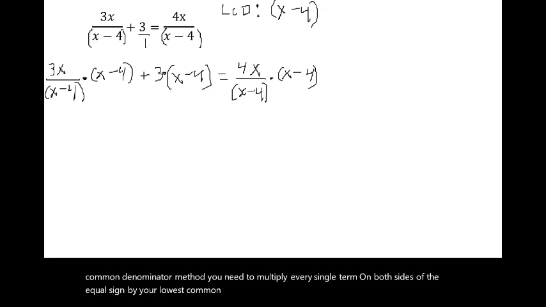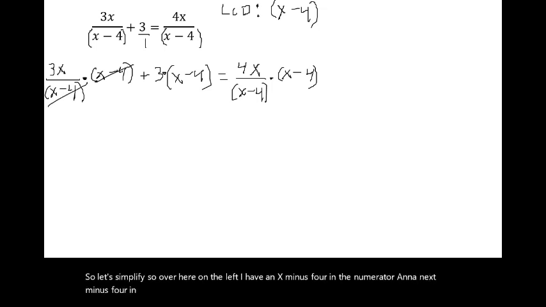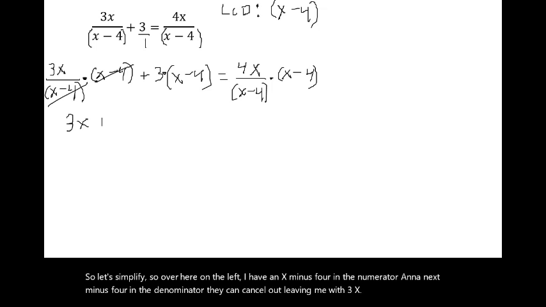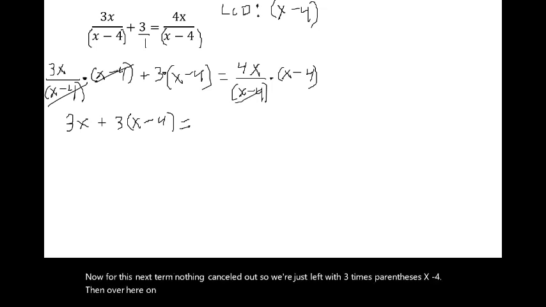So let's simplify. Over here on the left, I have an x minus 4 in the numerator and an x minus 4 in the denominator. They can cancel out, leaving me with 3x. Now for this next term, nothing canceled out, so we're just left with 3 times parentheses x minus 4. Then over here on the other side of the equal sign, we have an x minus 4 in the denominator and an x minus 4 in the numerator, and they can cancel out, leaving us with 4x.